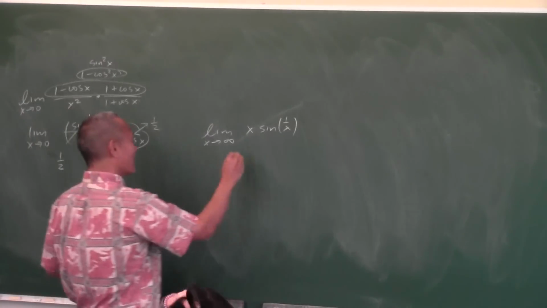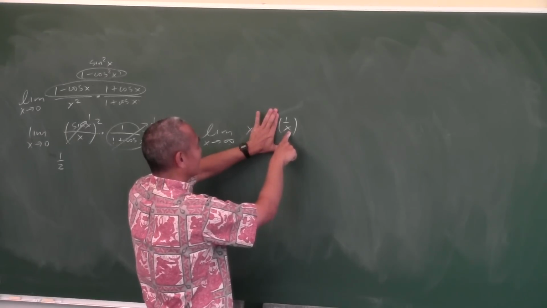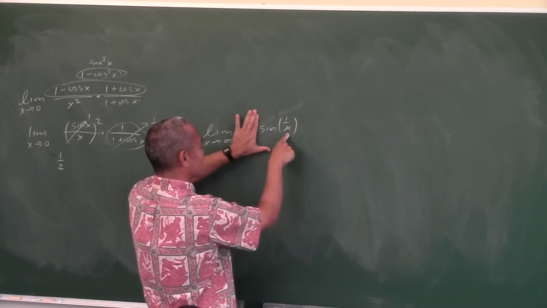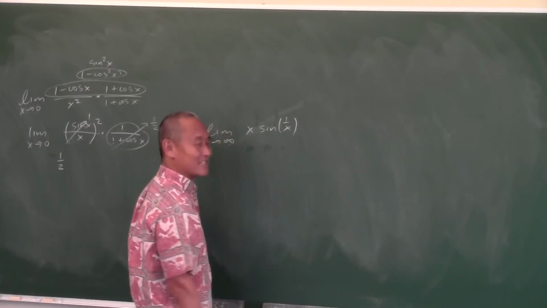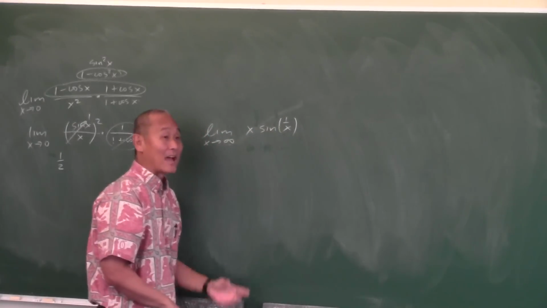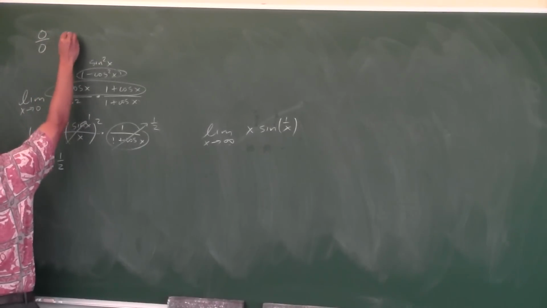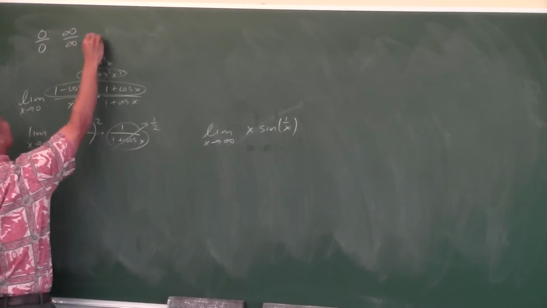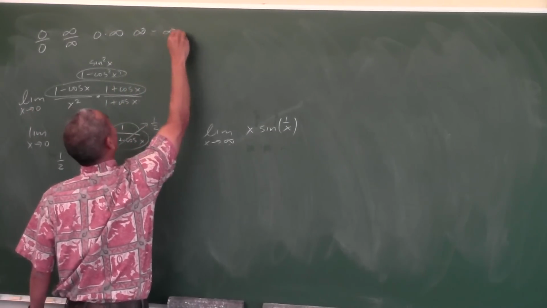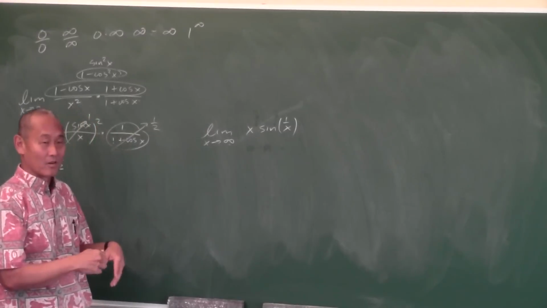Now, can I do this? As x approaches infinity, this gets closer and closer to 0, correct? Okay, sine of 0 is 0. So 0 times anything, 0. No, that's because that's going to infinity. In fact, that's another indeterminate. Here are the indeterminate forms. You got 0 over 0, infinity over infinity. You got 0 times infinity. You got infinity minus infinity, 1 to the infinity.